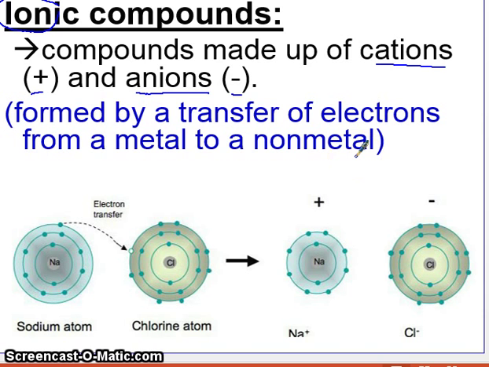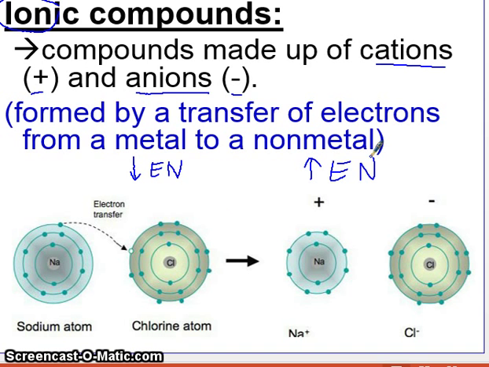If you remember, metals have low electronegativities, and because they have low electronegativities, this means they don't want electrons. They want to actually give up an electron. Nonmetals, on the other hand, have high electronegativities, which means they want to accept an electron.